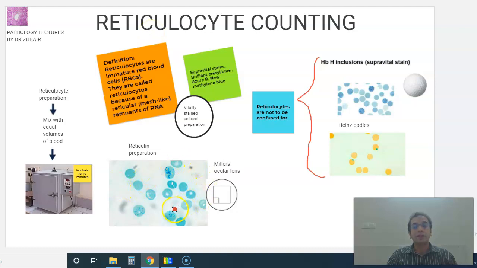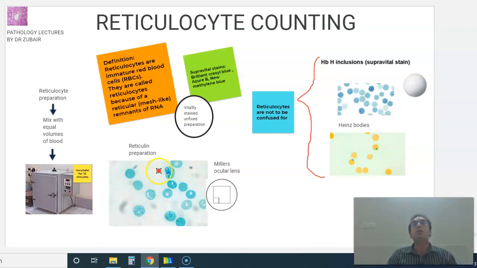Now how do you visualize it? This is how a stained preparation will look, and we have a lot of reticulocytes here. The cytoplasm will take up a greenish blue tinge, and these are the reticulocytes. What you can see here is the reticulocyte with a delicate network of RNA, which is visualized here as the reticulum.